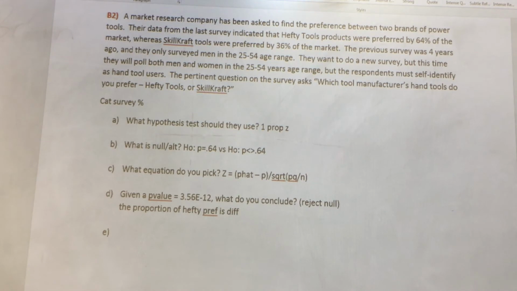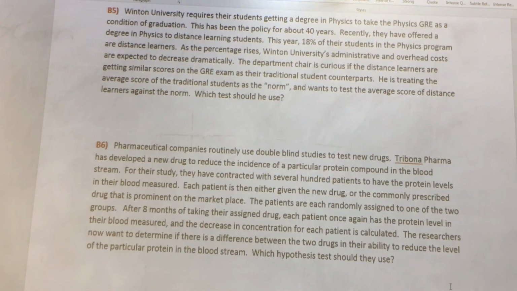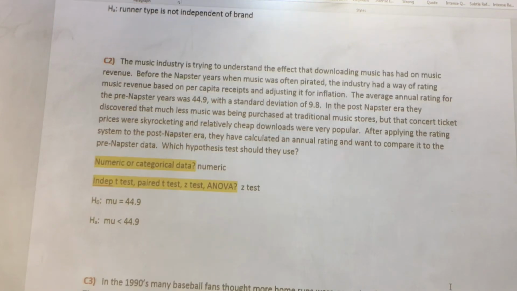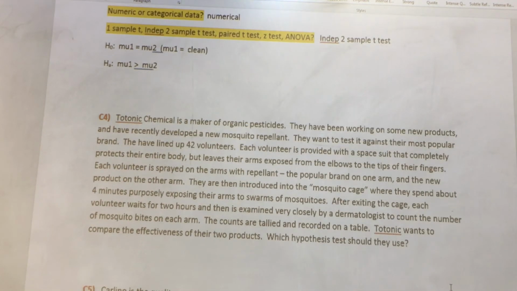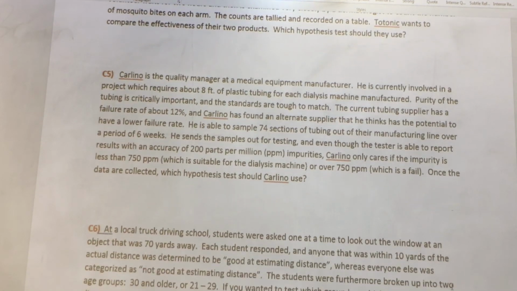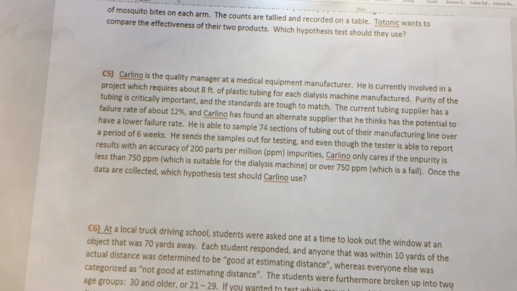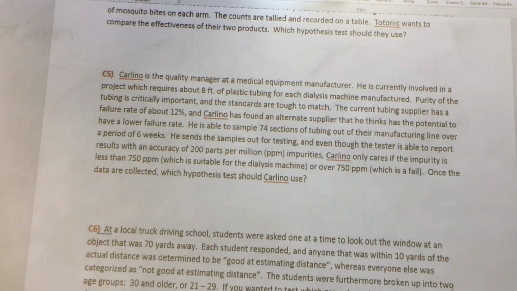Just so you know, there was one that I started doing in the other class, and I thought that's a really good question. It was C5. Check out that one. That's a really good, confusing one too.